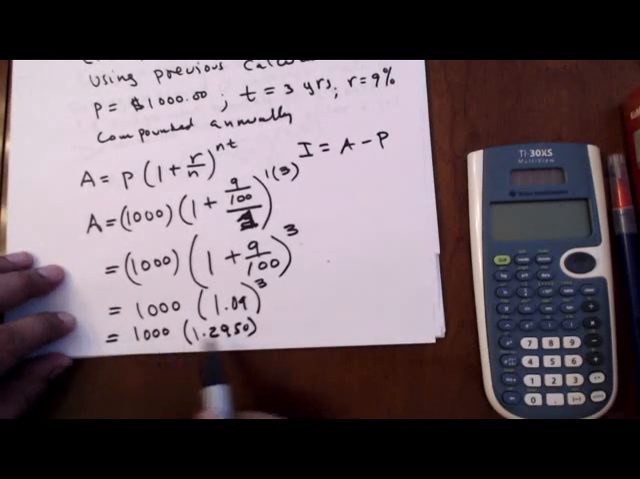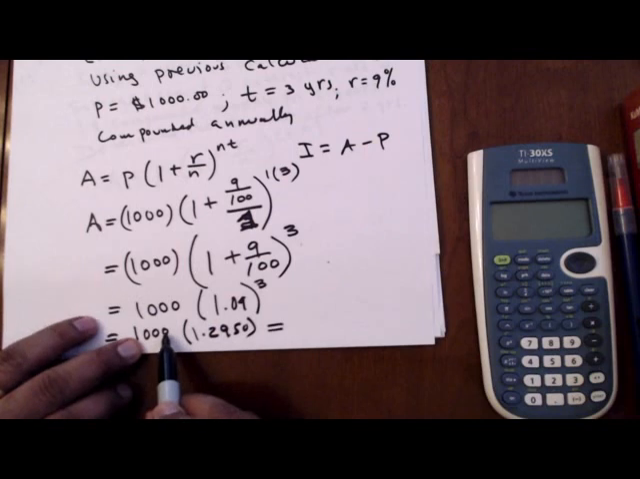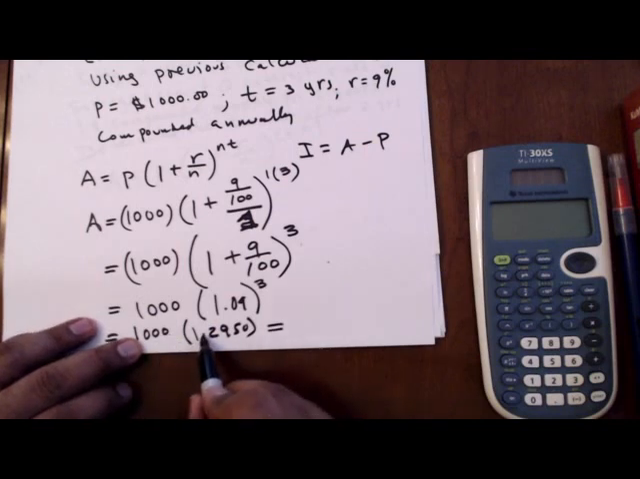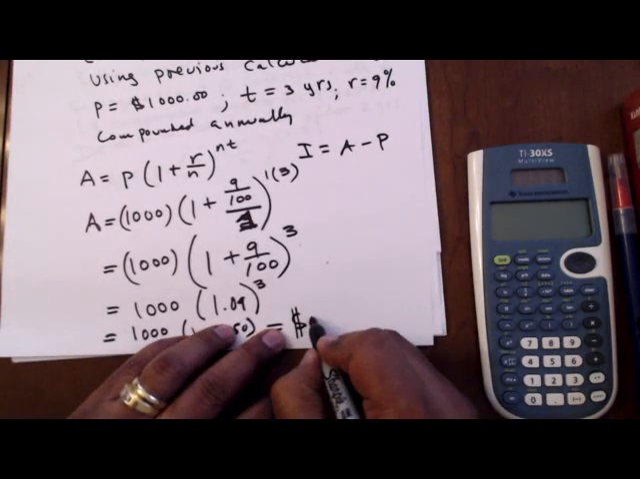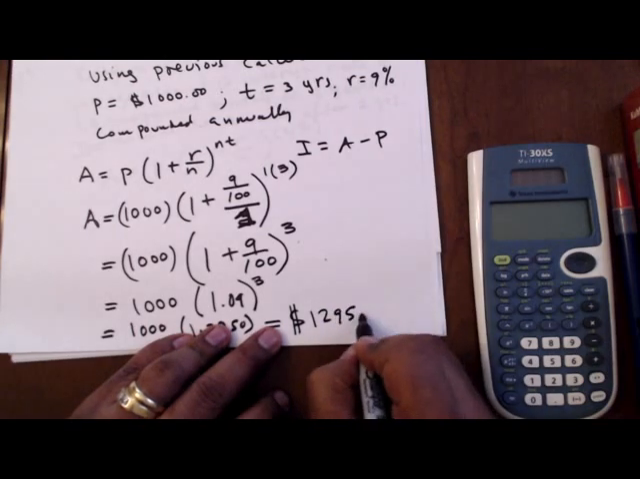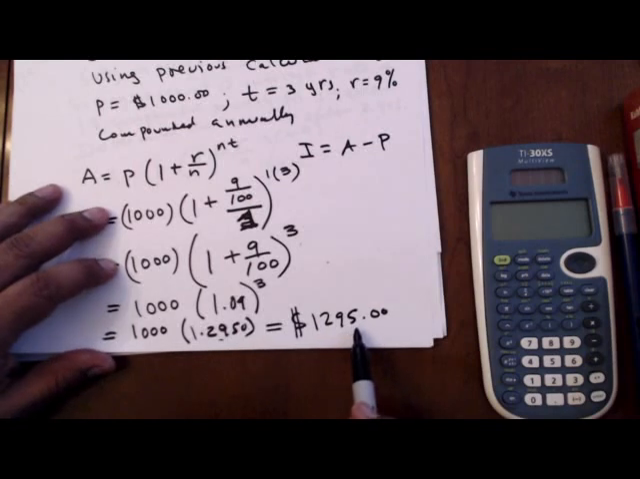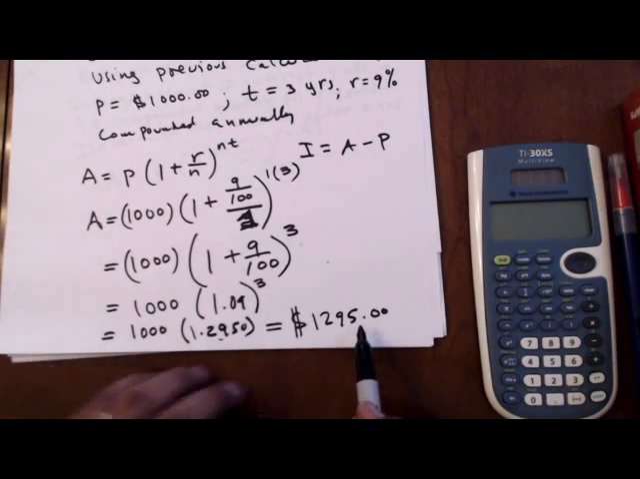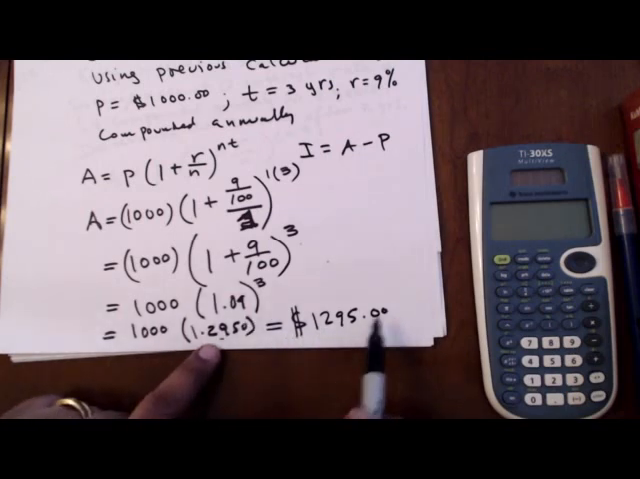And now from here, we know that if we multiply by 1,000, that means that we need to move the decimal point 1, 2, 3, right? So the answer here will be 1,295, right? And if you remember, when we did the manual calculation, we got 3 cents here. Here we basically lost some of that.